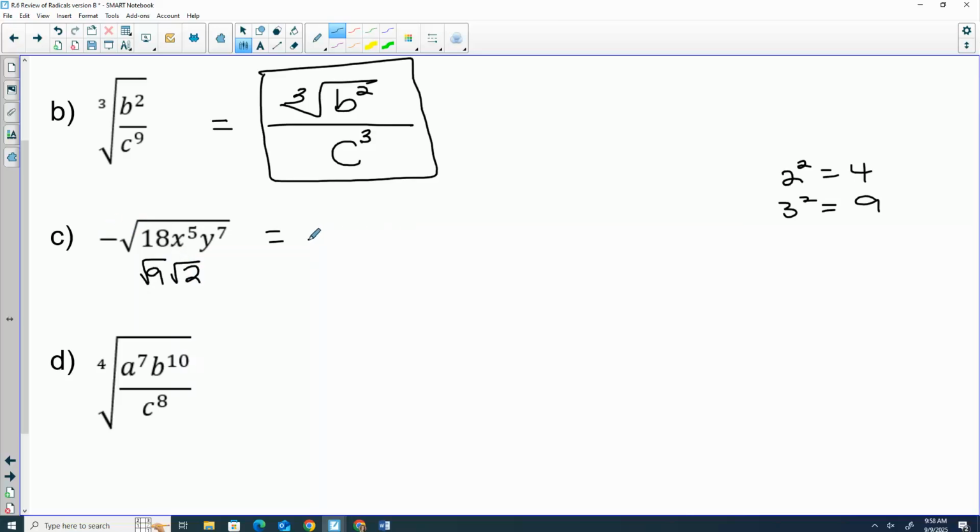The negative on the outside stays. The square root of 9 is 3. And we can't do the square root of 2, so it stays under the radical.